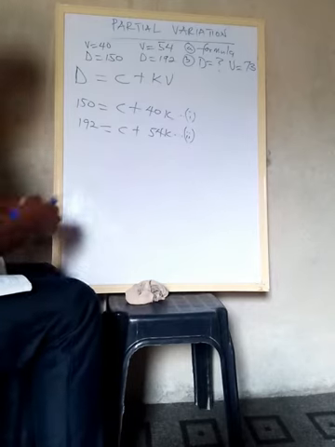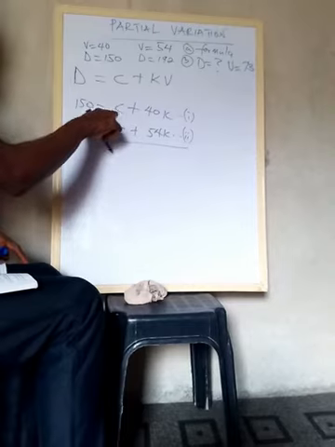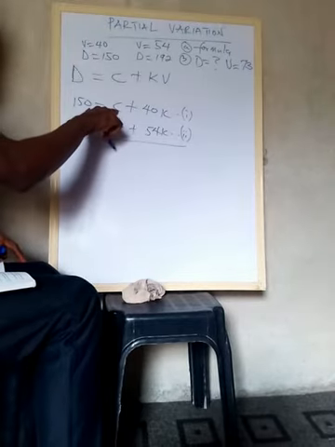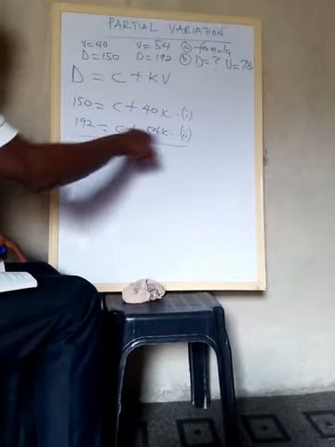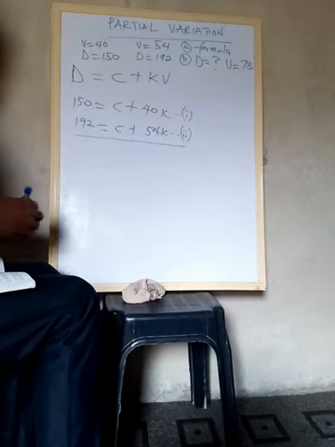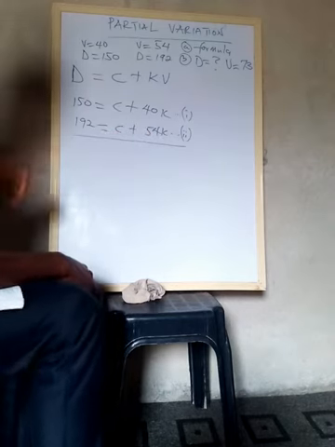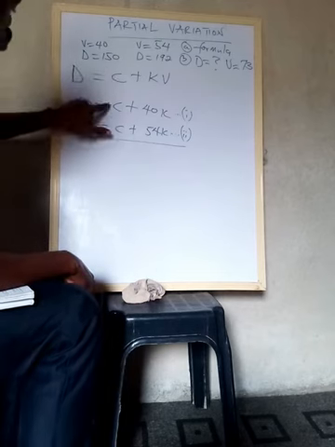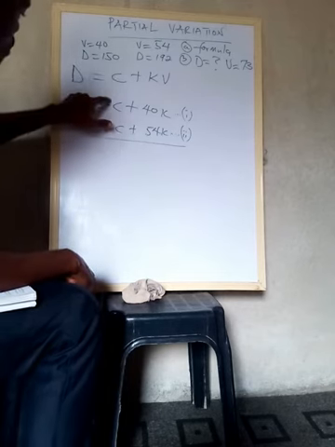Good. In simultaneous equations, one of the easiest ways to solve it is the elimination method. What you do, we have two unknowns here. When we have two unknowns, C and K are not known.